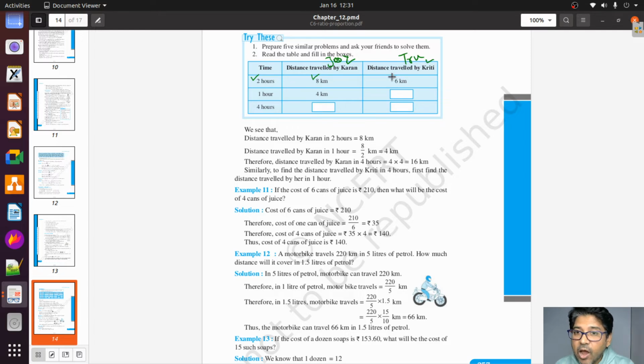Okay, now they are asking the unitary method. 1 hour is used, 1 hour, right? It uses 1 hour. This is called the unitary method. As soon as you make the unit 1, that becomes the unit hour. So you have to find the value for 1 hour. It's given for 2 hours. So what will be the value for 1 hour?